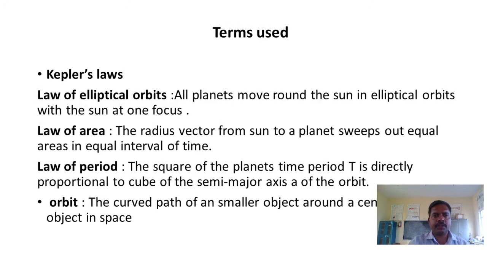Kepler's first law, that is the law of elliptical orbits, states that all planets move around the sun in elliptical orbits with the sun at one focus. The second law is known as the law of area: the radius vector from the sun to a planet sweeps out equal areas in equal intervals of time. The third law is the law of periods: the square of the planet's time period T is directly proportional to the cube of the semi-major axis of the orbit.